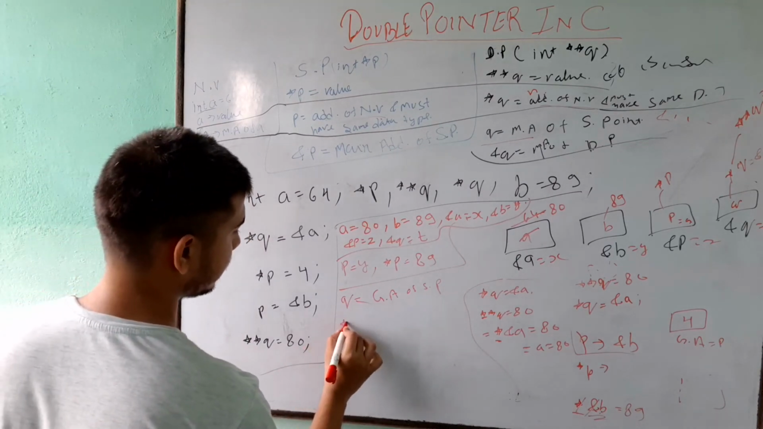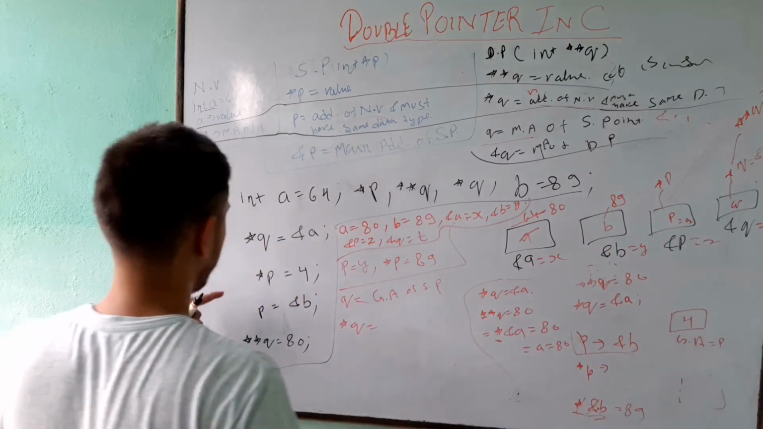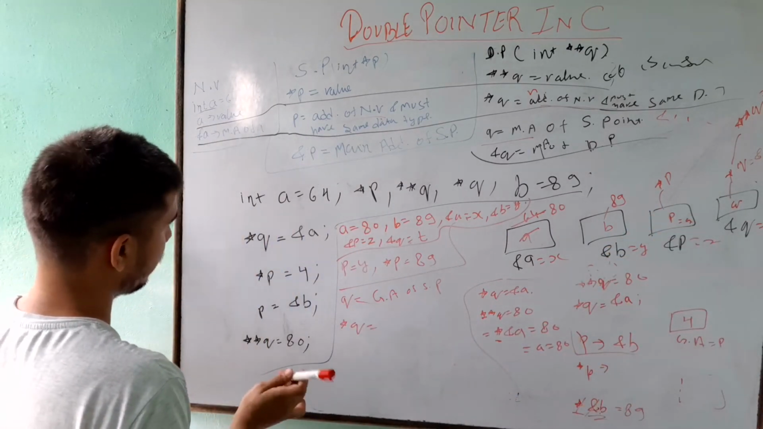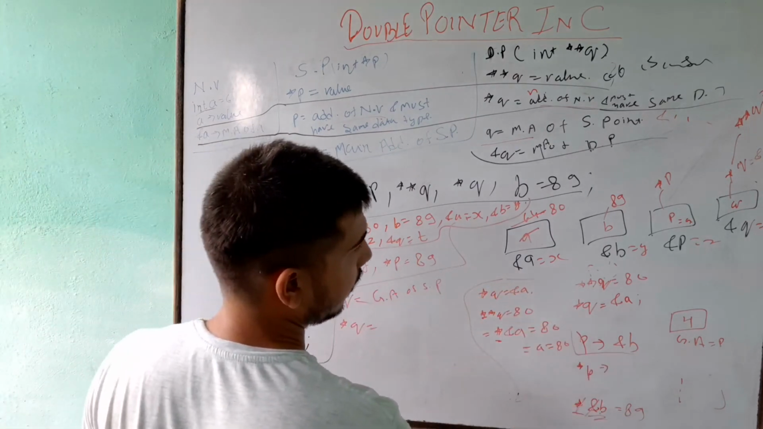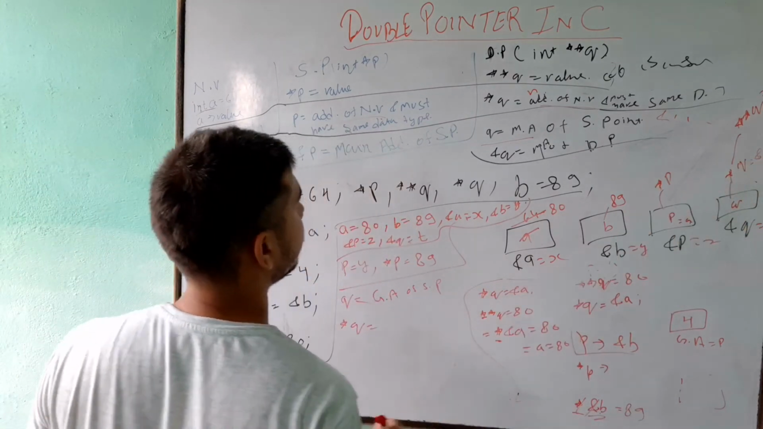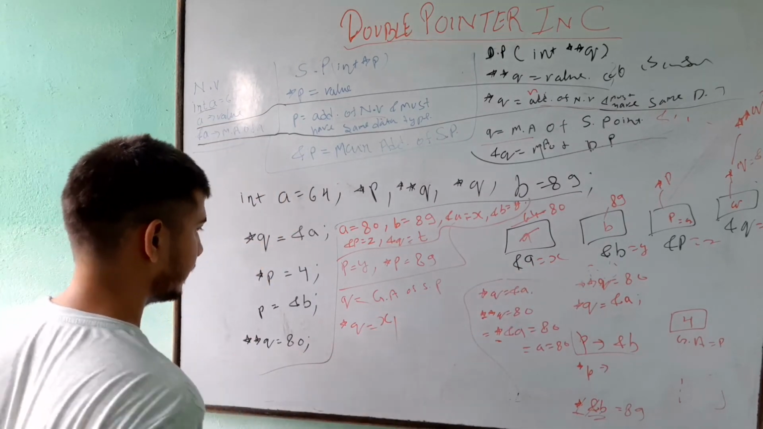Now if I write *q, what will it give me? *q we had done here. *q equals &a, so here also we can see *q will become &a. What is &a? It equals x, so it will give me x, right?